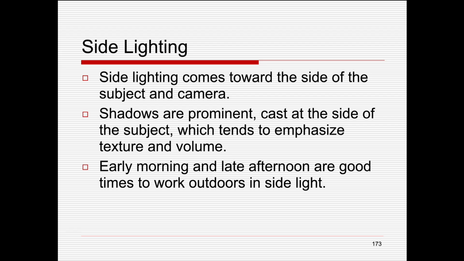Side lighting comes toward the side of the subject and the camera. Shadows are prominent, sideways, cast at the side of the subject, which can tend to emphasize texture and volume. You see side lighting in early morning and late afternoon.